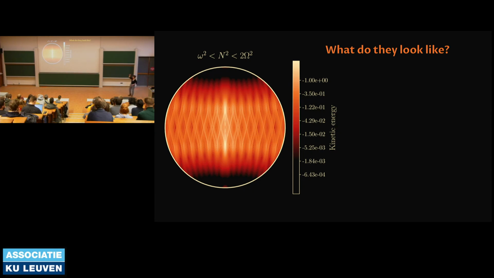So this is a meridional cut of a sphere. If you have a sphere I fill with fluid, I cut it from top to bottom, and then I look at the kinetic energy. The light regions are where there's high kinetic energy, and the black regions are where there's low kinetic energy. And I want to point you towards two characteristics of the gravito-inertial waves.